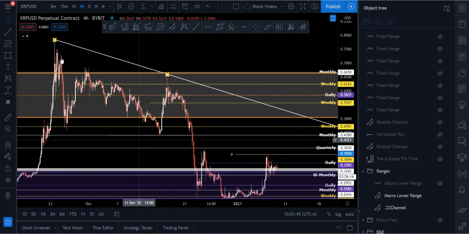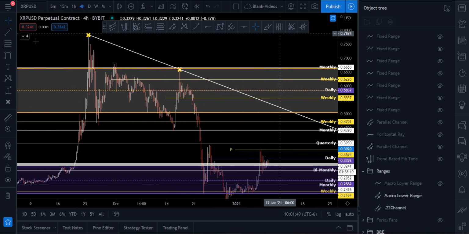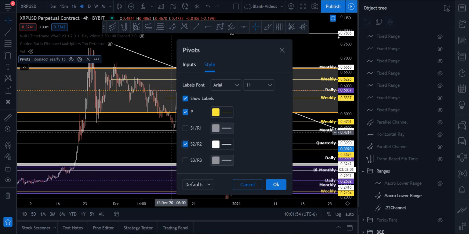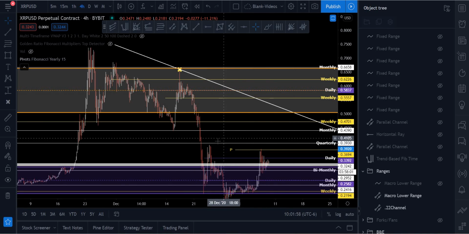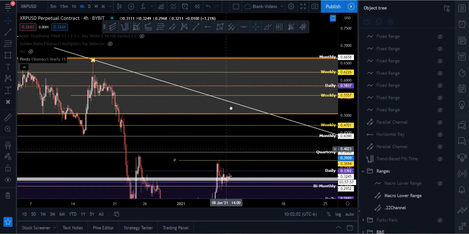But yeah, this would look like a bump and run. That bump and run target would be the high here. It's also going to be your yearly R2, right? That would be your high at 78 cents. Anything above that, and you're targeting 91 cents, and then you are looking up to $1.22. So that is what I have for you on XRP.